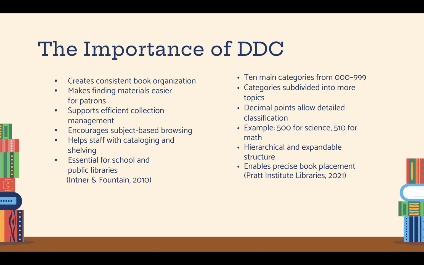So why does the DDC matter? One major reason is that it standardizes book organization, making it easier for users to locate materials. Imagine if every library had a different system. Finding books would be incredibly frustrating. The DDC provides a universal structure that enables interlibrary collaboration and efficient cataloging. Additionally, it supports subject-based browsing, which can enhance research and learning experiences.